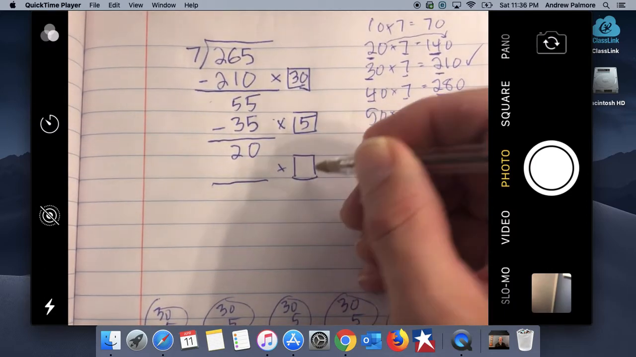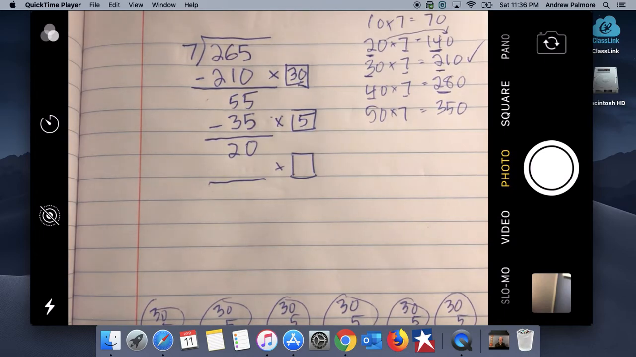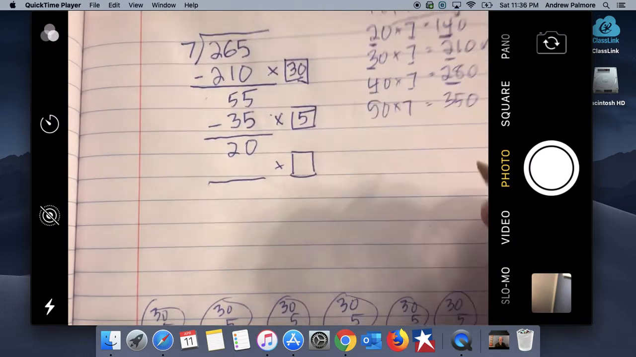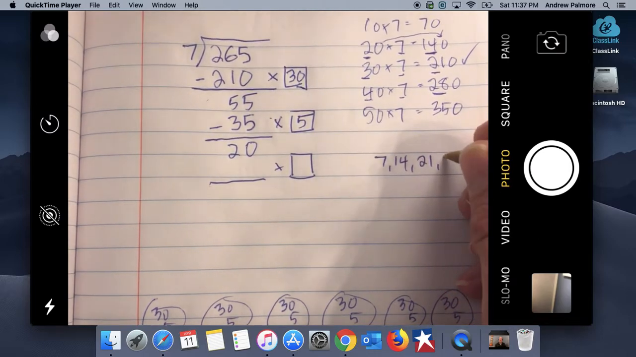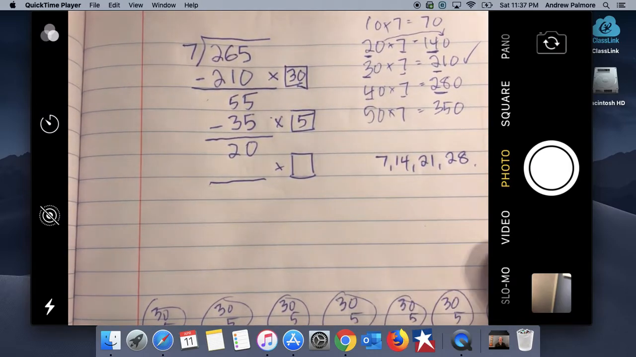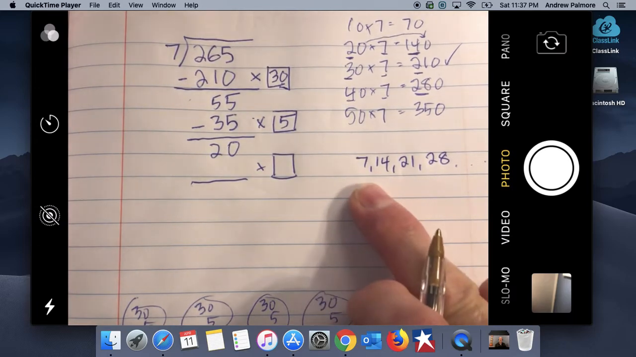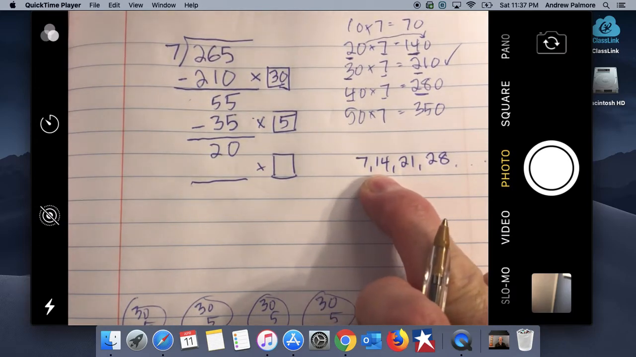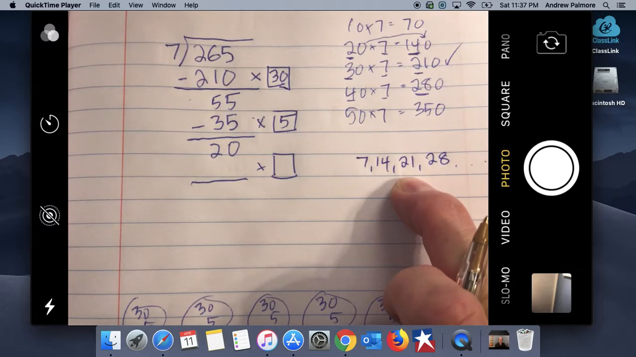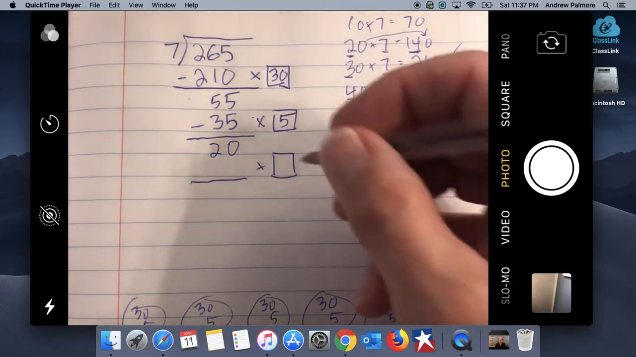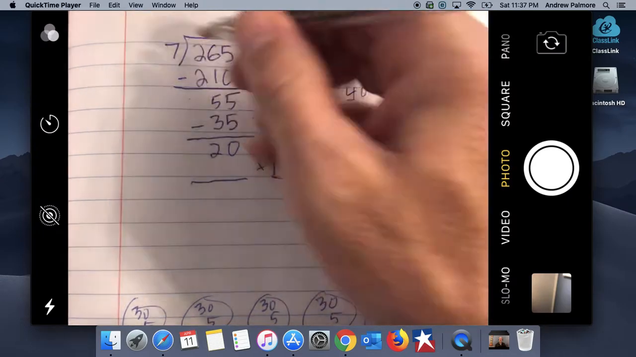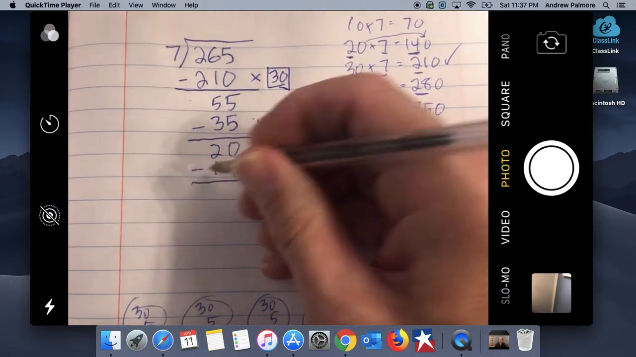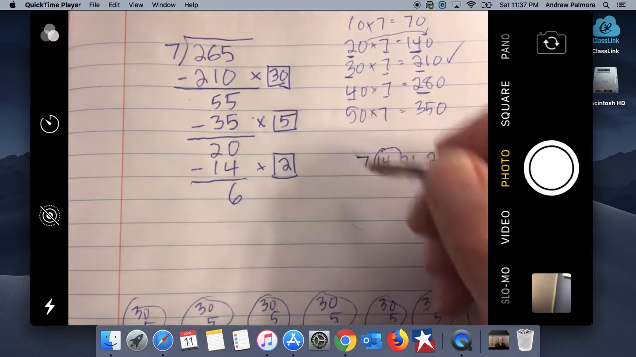Okay, well, again, I know my multiples set, I can write them out: 7, 14, 21, 28, etc. So I know that one multiple of 7 is 7, two multiples make 14, three make 21. So I know that if I give each person 2, that will be a total of 2 times 7, or 14, given out, which will leave 6.